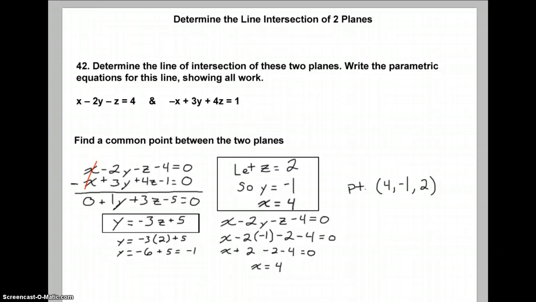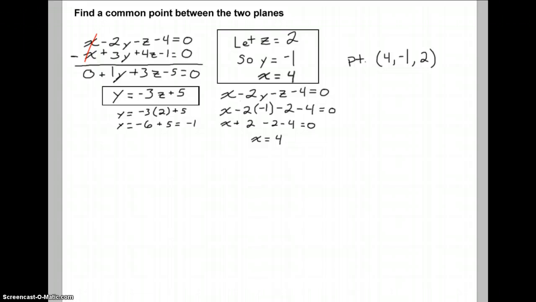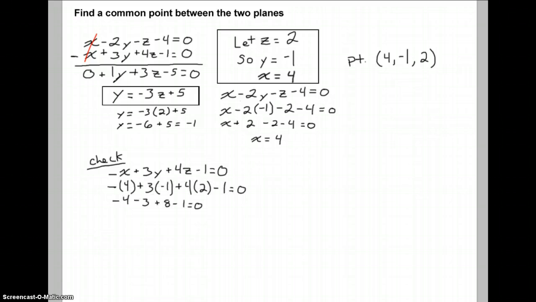Now this point we just found is just one of an infinite number of points that we could have found being common between the two planes. At this point, it's always a good idea to double check and make sure that this point works with the other equation. If we substitute the point that we just found into the equation that we didn't use earlier, we can find that it does indeed work out.